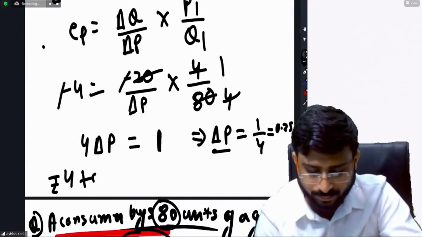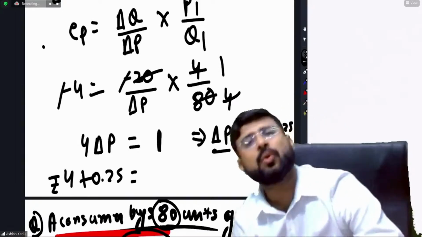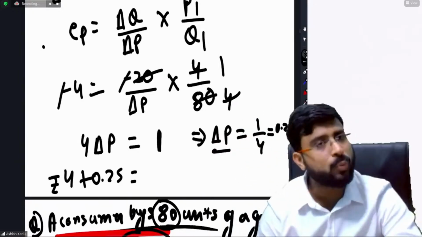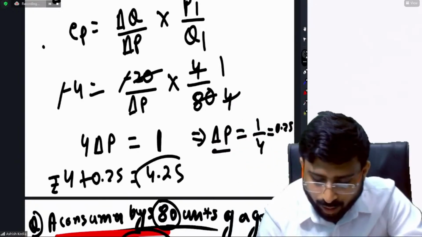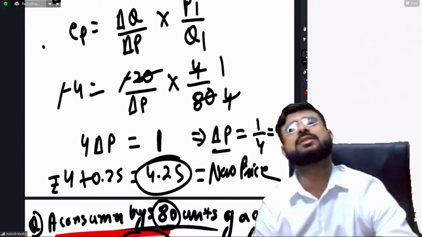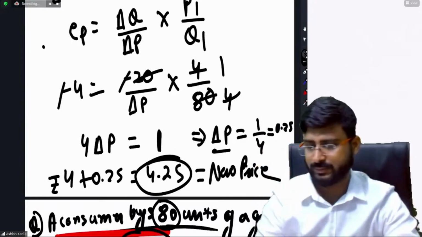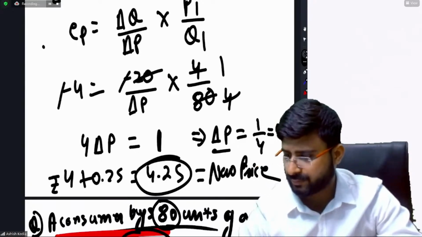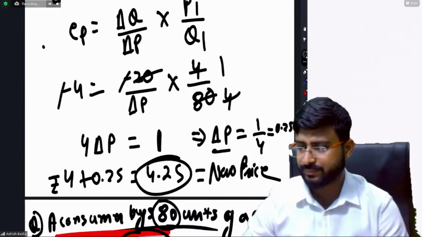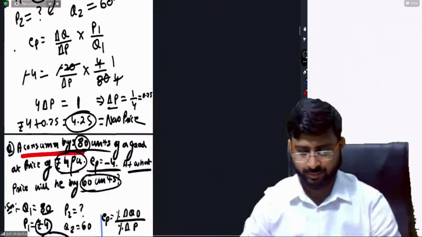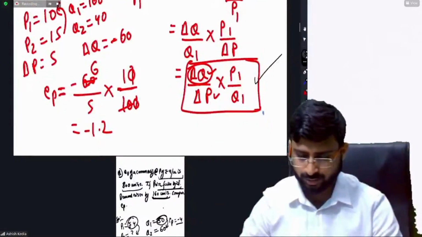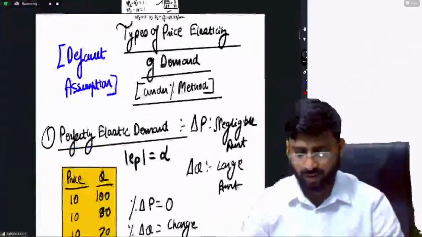4 plus 0.25. What was the original price? 4 rupees. Now it has increased by 0.25. So what is the new price, everyone? 4.25 is the new price. I hope it's crystal clear now. Very good. 4.25. Correct. I hope it's clear with everyone. All right, great then.